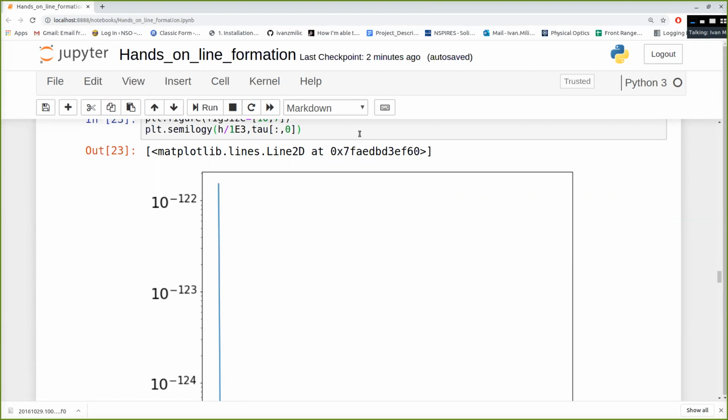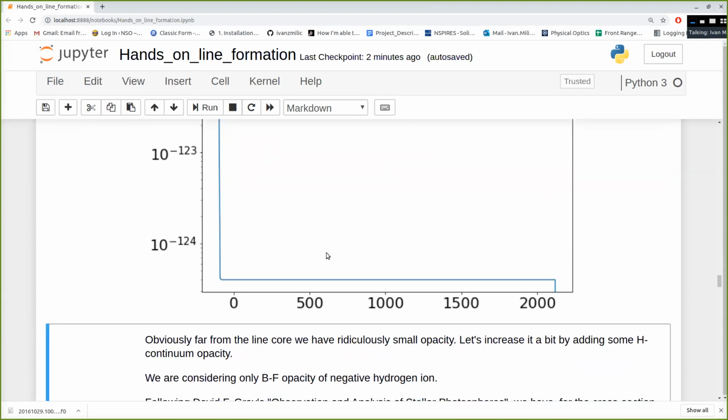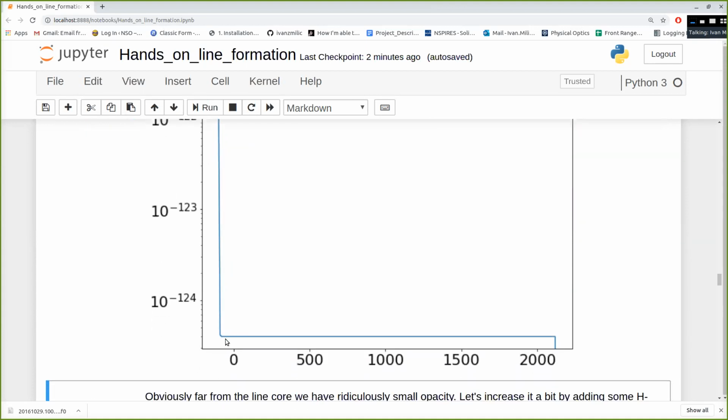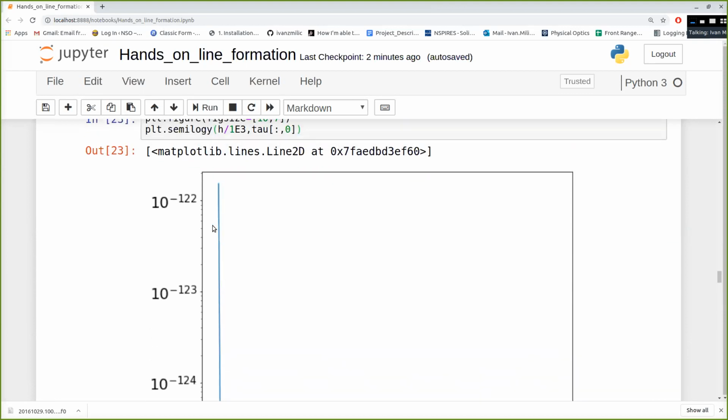In the meantime, while I'm doing that, you could think about why this optical depth in the line wing is so small. What we are getting here is that at the bottom of the photosphere, the total optical depth is 10 to the minus 100, which is ridiculous. So think about it, and I'm just going to change my earphones.